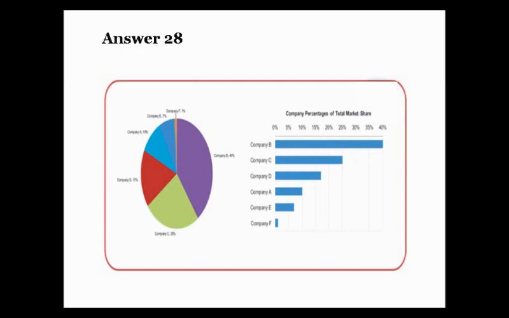The graph gives information about the company percentage of total market share in terms of a pie chart and a bar chart. To begin with, we can see that there are several sections in this picture. That is company A, company B, C, D, E, and also company F.